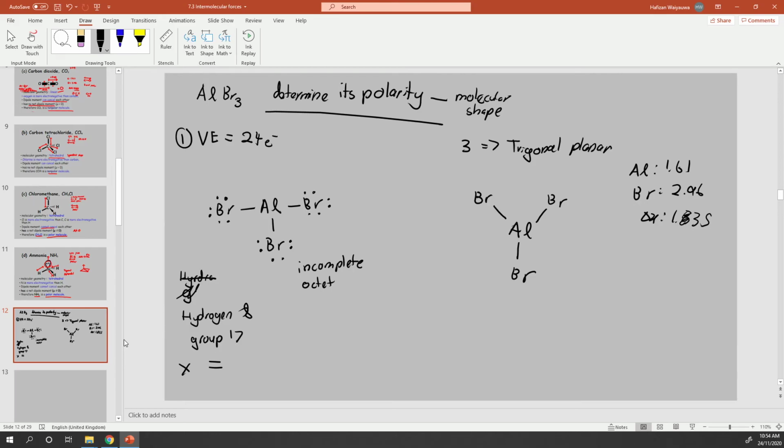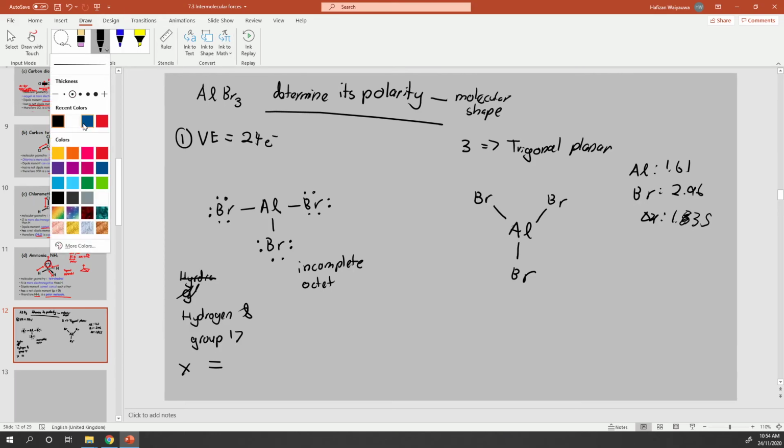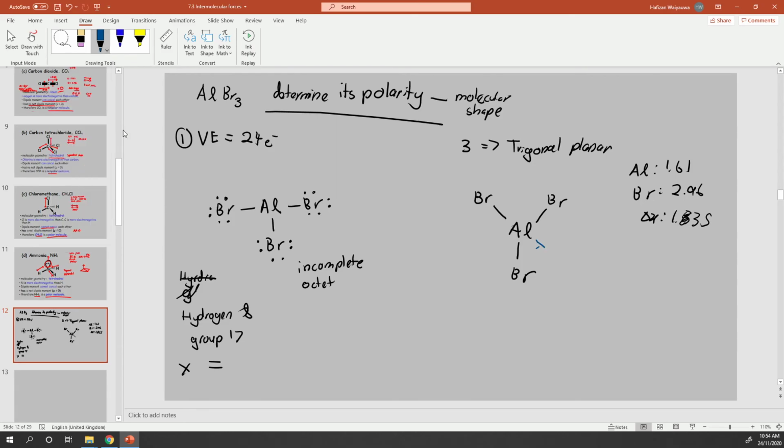Mana satu yang electropositive? Aluminium ke bromine? Aluminium. Because less. Yes. So, the positive going towards bromine, the more electronegative. Like that.